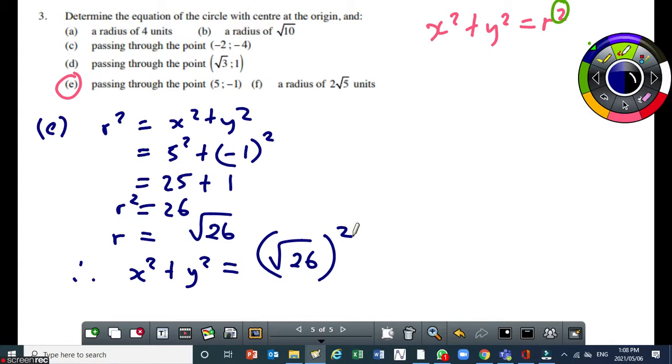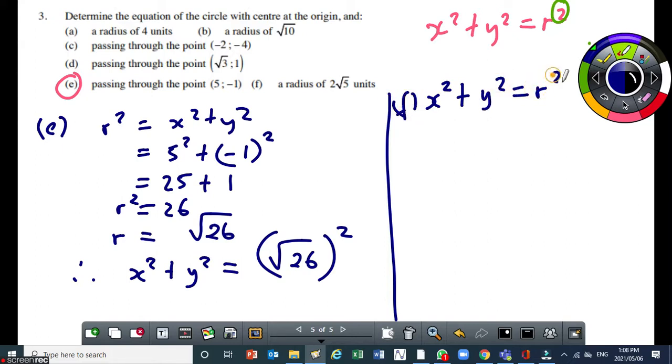Alright, so let's do F. Now, F says the radius is 2 square root of 5. I hope you can understand that if the equation is x squared plus y squared equal to r squared, we don't know the value of x and the value of y, but the good thing is we don't need to calculate x and y. As long as the radius is given, things are made easier for us. All we have to do is substitute this radius where there is r.